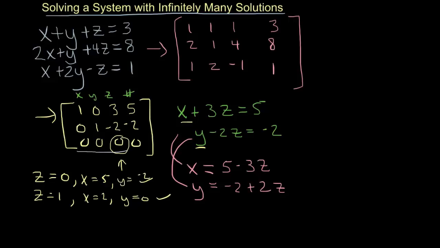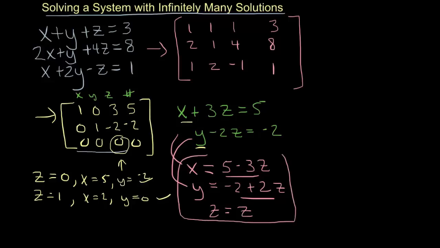So the point is, the answers are x equals this, y equals this, and z equals whatever you want it to be. And that produces an infinite number of solutions. So what does it mean graphically to have an infinite number of solutions occur? On the next slide, I'm going to show you what it means.